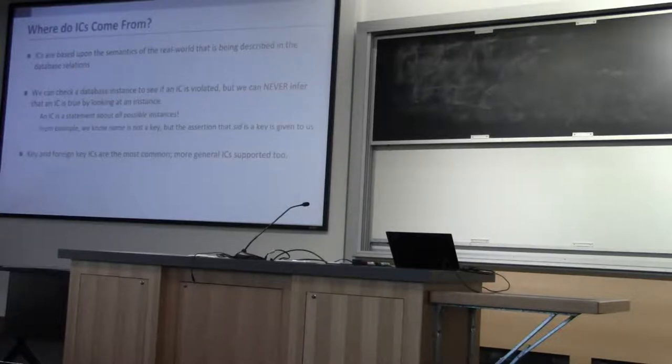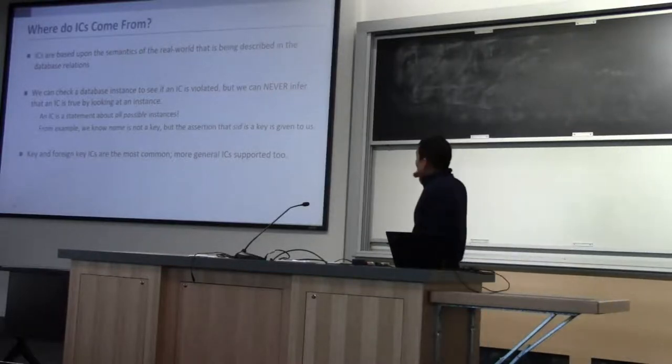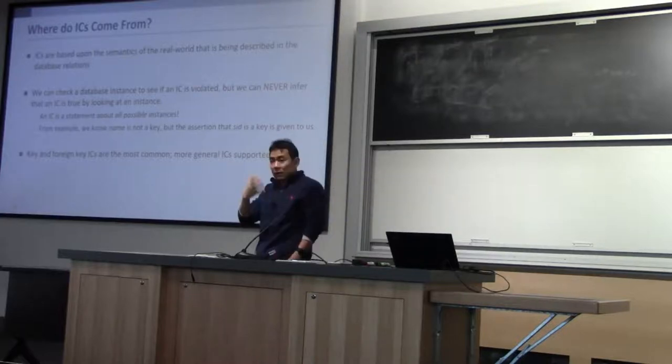When you define the schema, you define what the constraints are. Yes, but let me go beyond that. You as the database designer define the key based on user specification. You do not have much freedom in specifying what the keys are. You infer those keys from reading and understanding user specification in the first place. That's a critical observation: integrity constraints are based on the semantics of the real-world application that's being described or captured by your database relation.